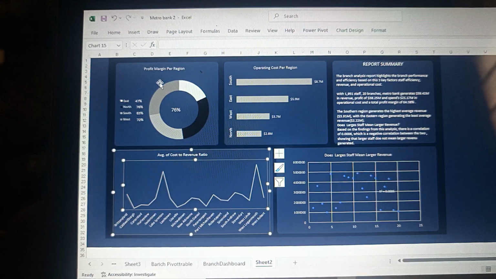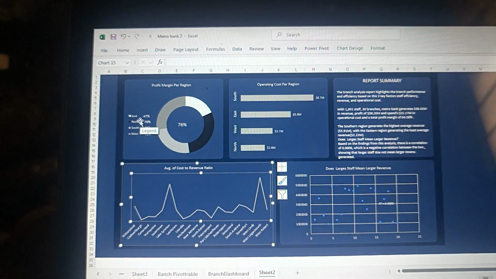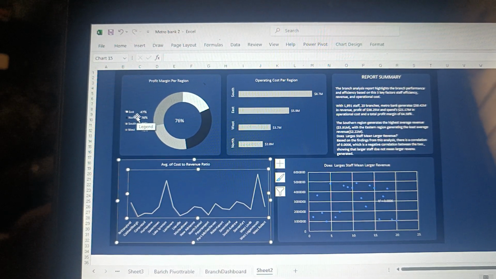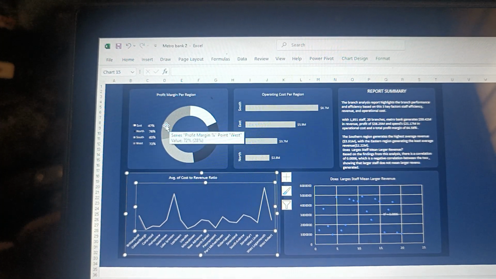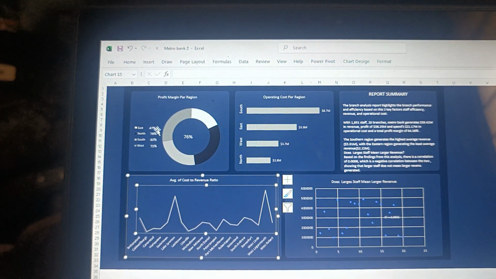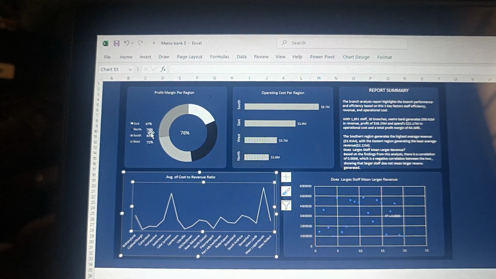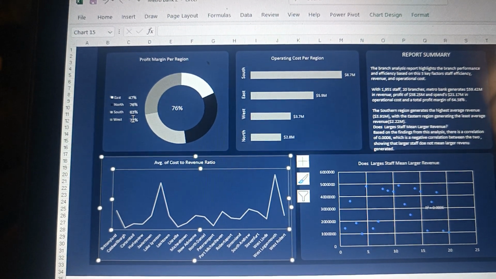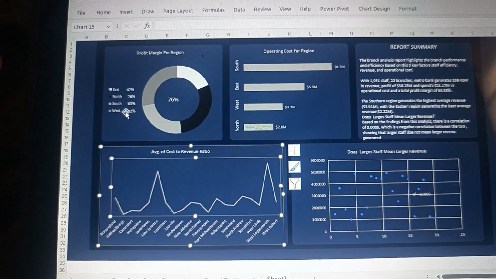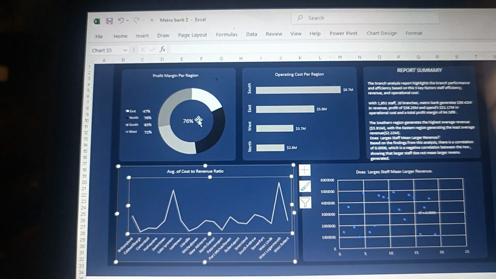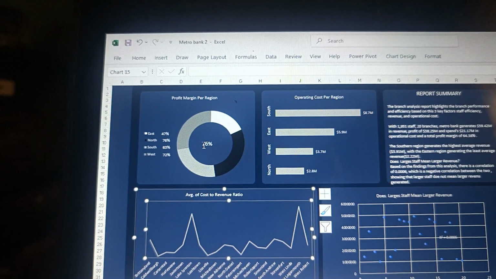Here I calculated profit margin per region. I just wanted to see the profit margin of each region. The eastern region has the least profit margin of 47%, the northern region the highest profit margin of 76%, the southern region a profit margin of 63%, and the western region a profit margin of 72%. Over here I decided to use the highest profit margin.